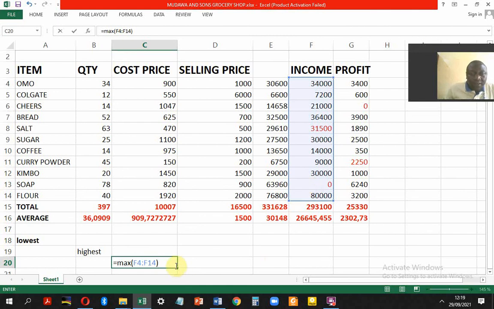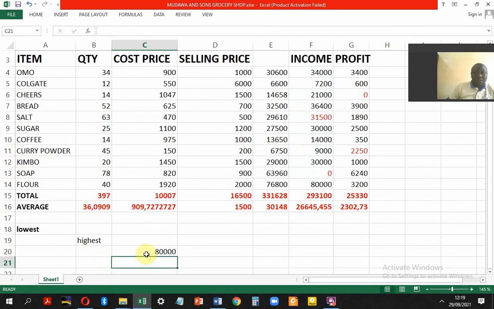Of course, the answer they have asked us for is this one here. We have already calculated it, so you simply enter. When you enter, it will show us 80,000. So 80,000, when you look through on the side of income, you can see that 80,000 is actually the highest. Don't mind about these zeros, we are going to recalculate them.